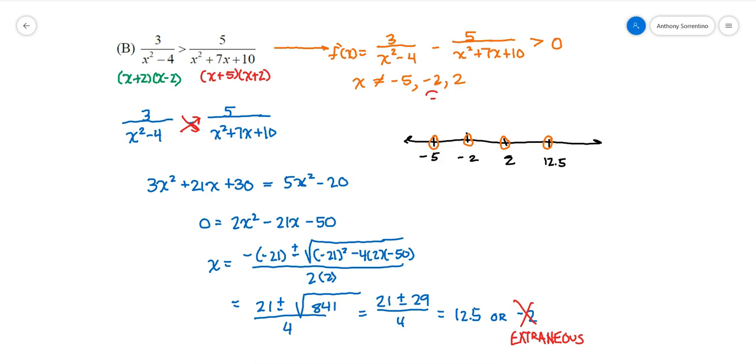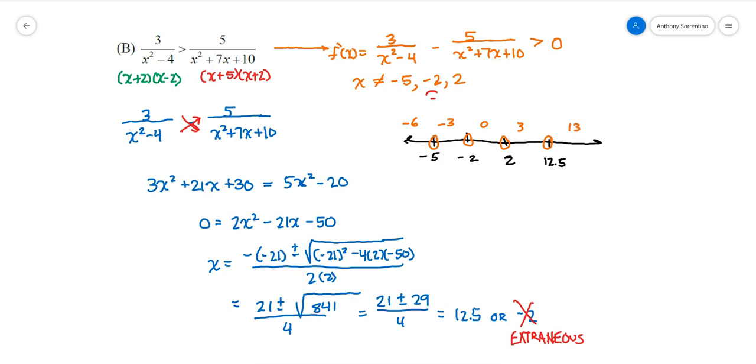and I need to come up with representatives from each one of those to test out. So one that's less than -5 would be -6. One between -5 and -2, I'll say -3. One between -2 and 2, good old 0, which is usually easier to work with. Between 2 and 12.5, I'm just going to choose 3. Keep the numbers as small as possible. And from 12.5 on, I'm just going to choose 13.